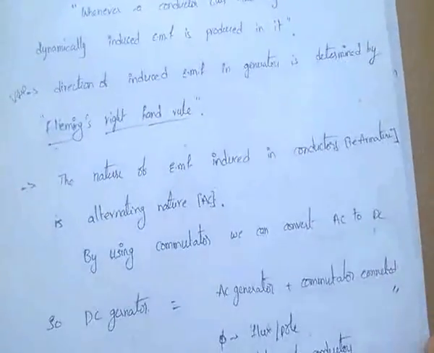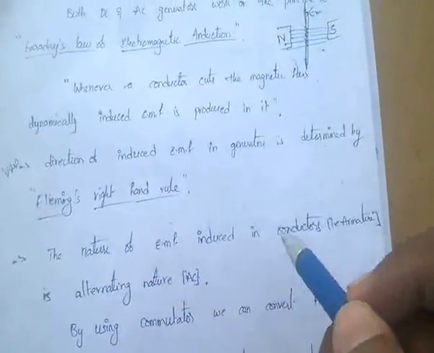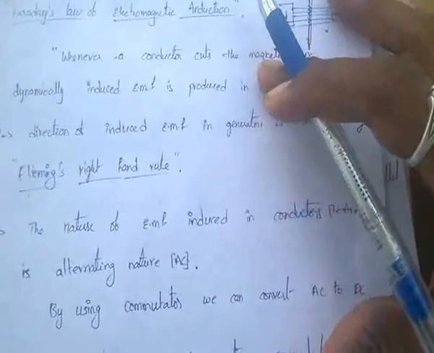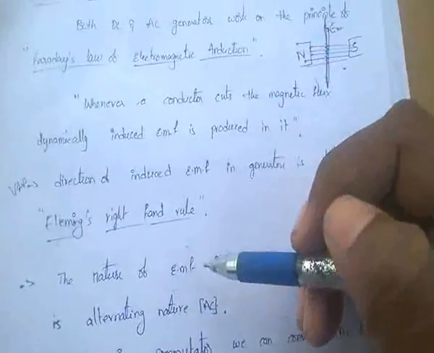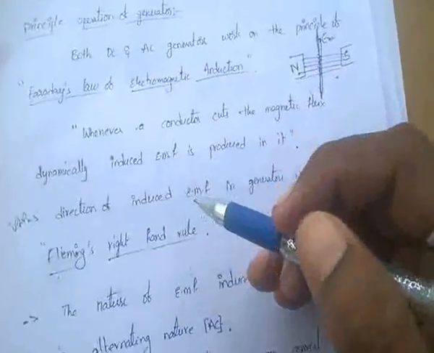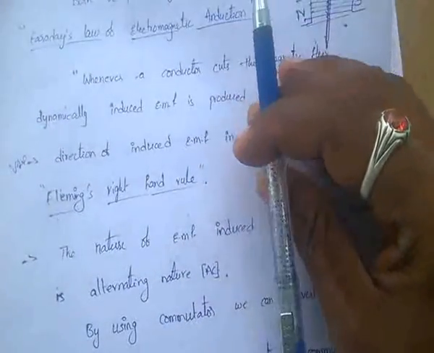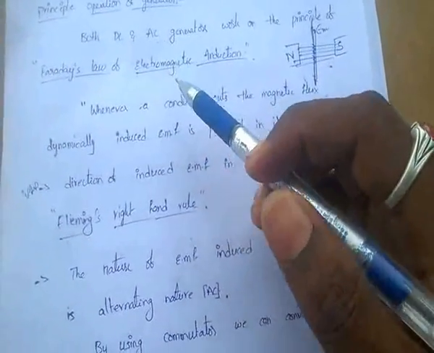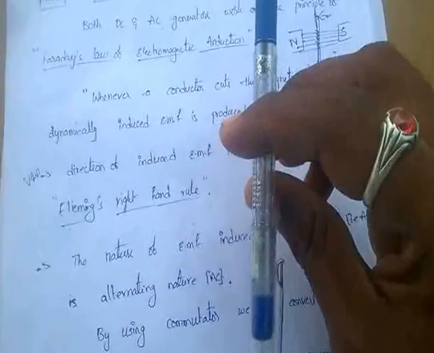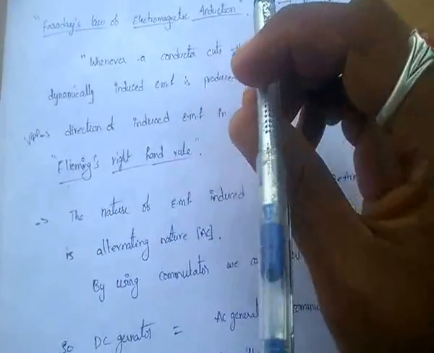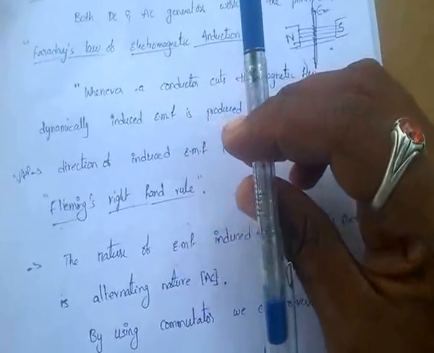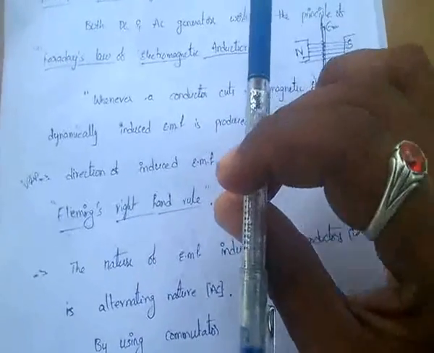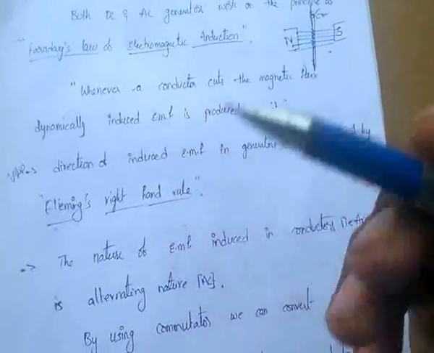Actually, the nature of the EMF induced in the conductors is alternating only, that means AC only. But the generator is a DC generator. So the generated AC output is connected to a device called a commutator. That commutator converts the AC to DC.